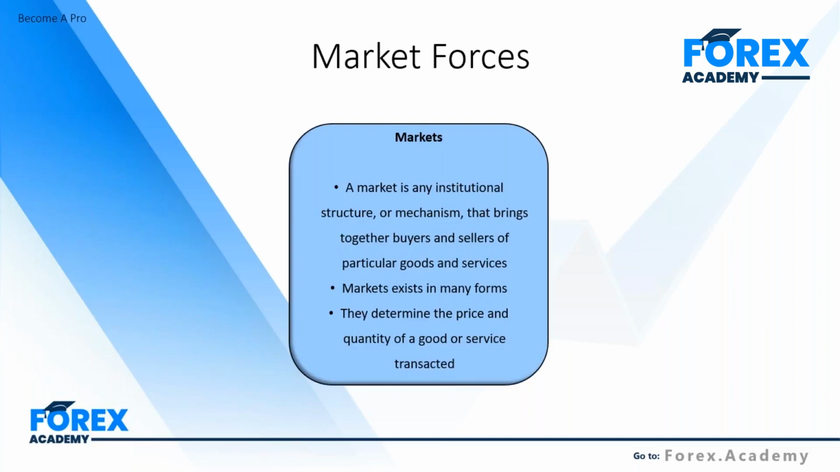So a market is any institutional structure or mechanism that brings together both buyers and sellers of particular goods and services. And markets exist in many forms, and they determine the price and quantity of a good or service transacted. Okay, so it's not necessarily just one party, of course, that sets the price for a particular product. If that was the case, what we refer to in that case is a monopoly, or a monopolistic market structure.